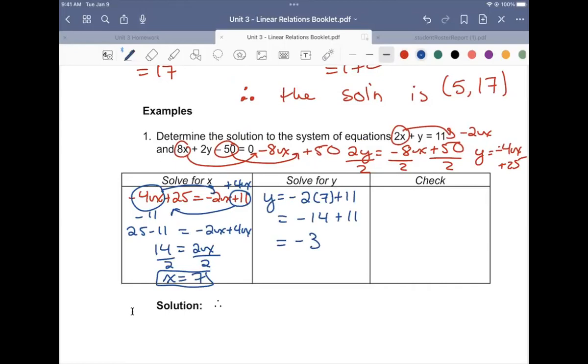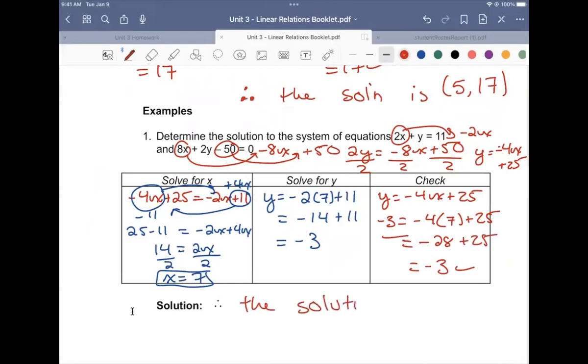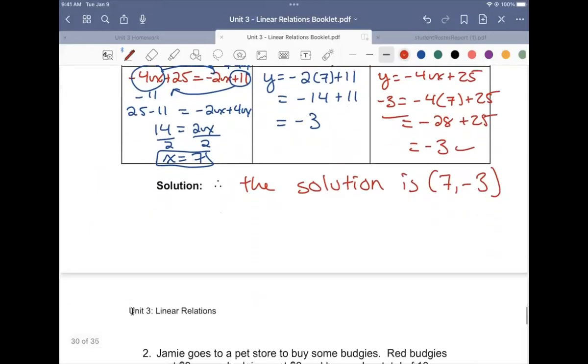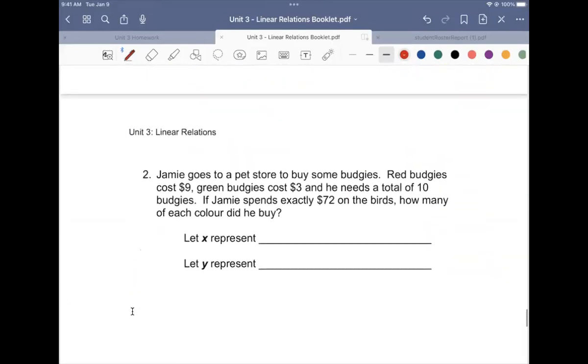I can substitute that into my other equation, which was y equals negative 4x plus 25. So negative 3 is equal to negative 4 times 7 plus 25. Negative 4 times 7 is negative 28 plus 25. It's equal to negative 3. Left side, right side. Therefore, the solution is 7, negative 3. Awesome. We've got a few more examples to go over here.